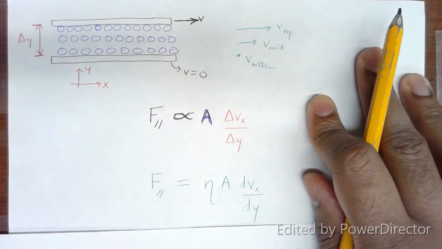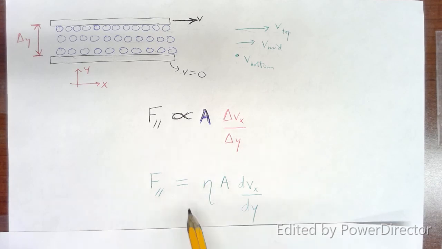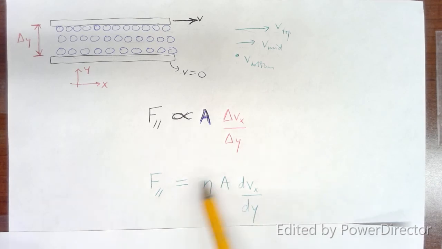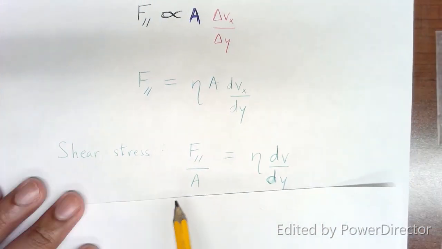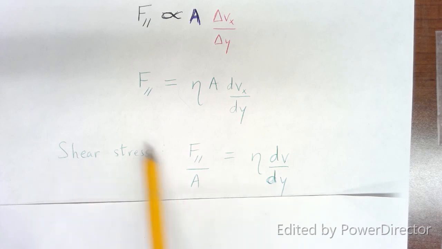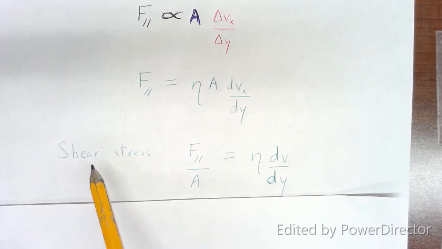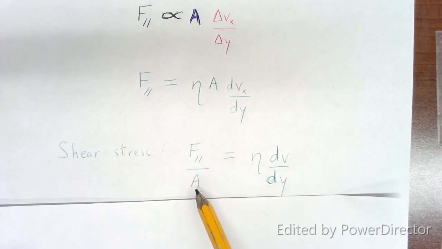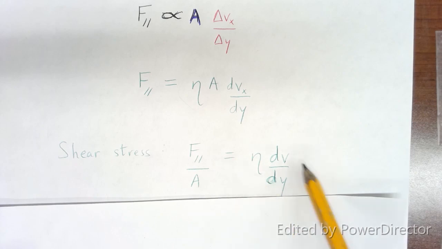And so this was a proportionality, and now we turn it into an equality by filling in this unknown constant, and this is the viscosity. To make it somewhat comparable to pressure, we often divide over the area, and so we say the shear stress, which remember might have the same units as pressure, but it is not a pressure, because pressure is perpendicular to the layer. Shear stress is parallel to the layer. The shear stress is the parallel component of the force divided by the area, and that is equal to eta, which is the coefficient of viscosity, times the velocity gradient, dv over dy.